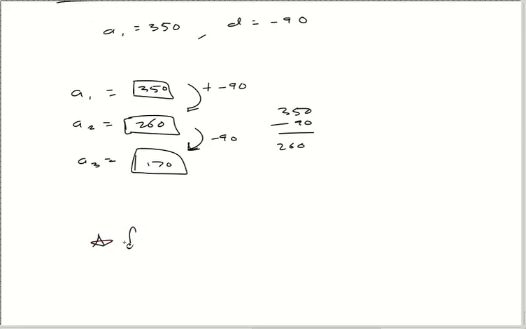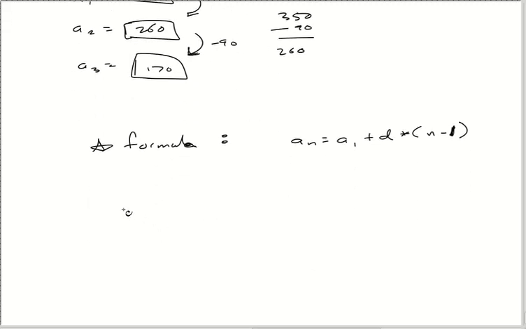You could use this new formula if you like. I don't think it's required for that problem, but here's a formula that you could use. AN is equal to A1 plus D times N minus 1. This is my formula. They might move the D to the other side. It kind of depends on who's talking about this formula. I put my D in the front. I just think it's easier to subtract 90 from each one of them.